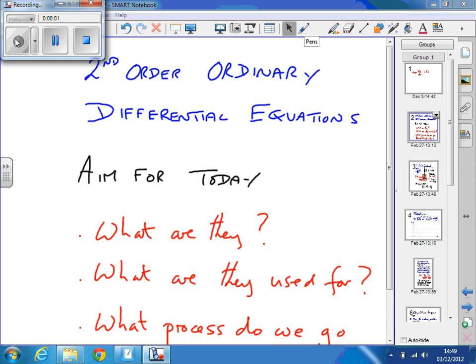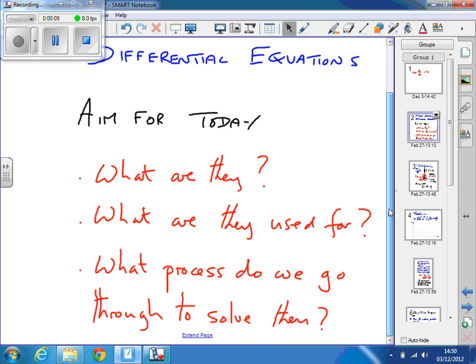Second order ordinary differential equations, and I will talk about what they are and why they're called that as we go along. There are three things I want to look at. What are they? What are they used for? And what process do we go through to solve them? That's the main thrust of today. What are the steps we go through to solve these things?